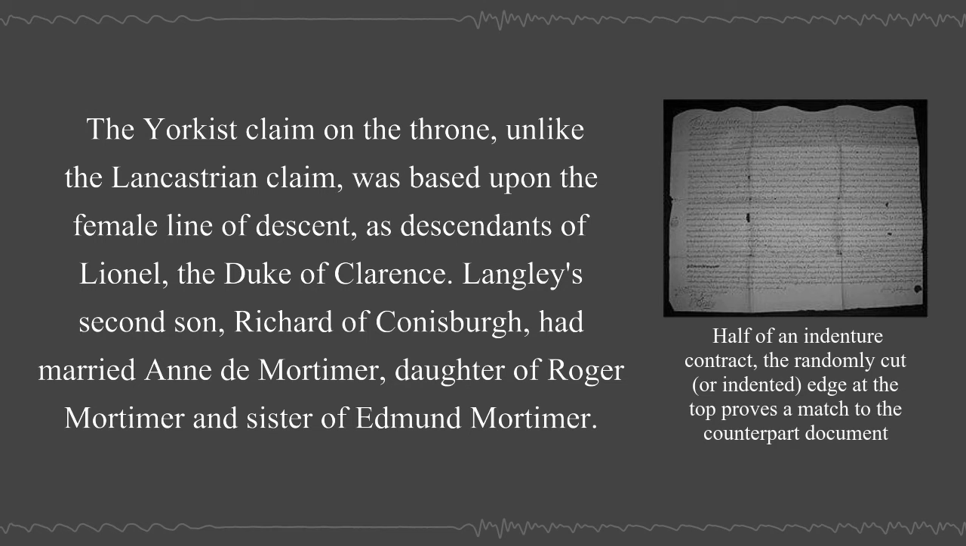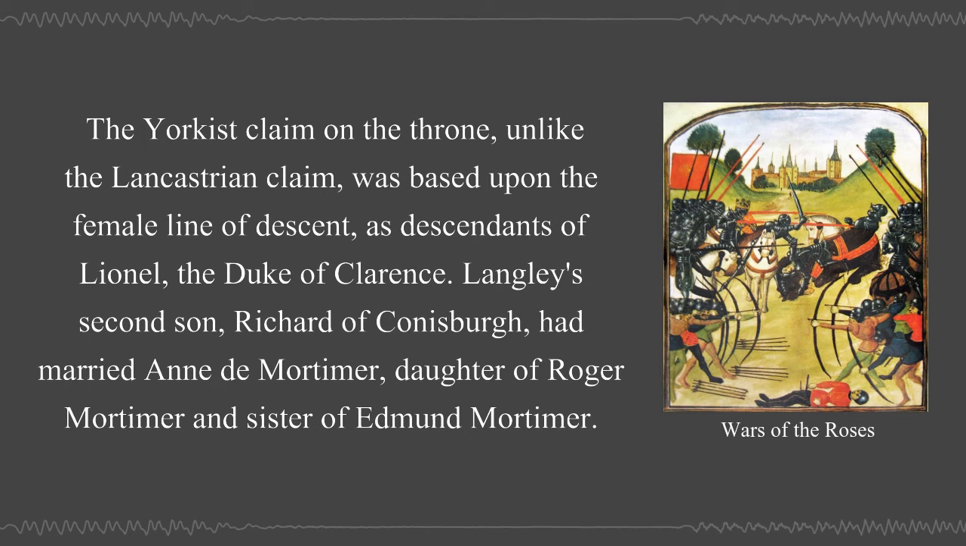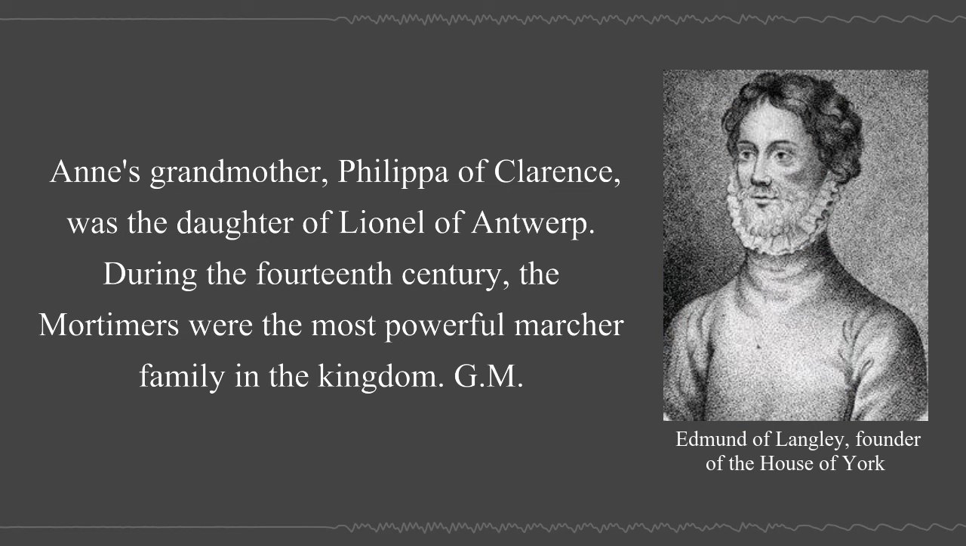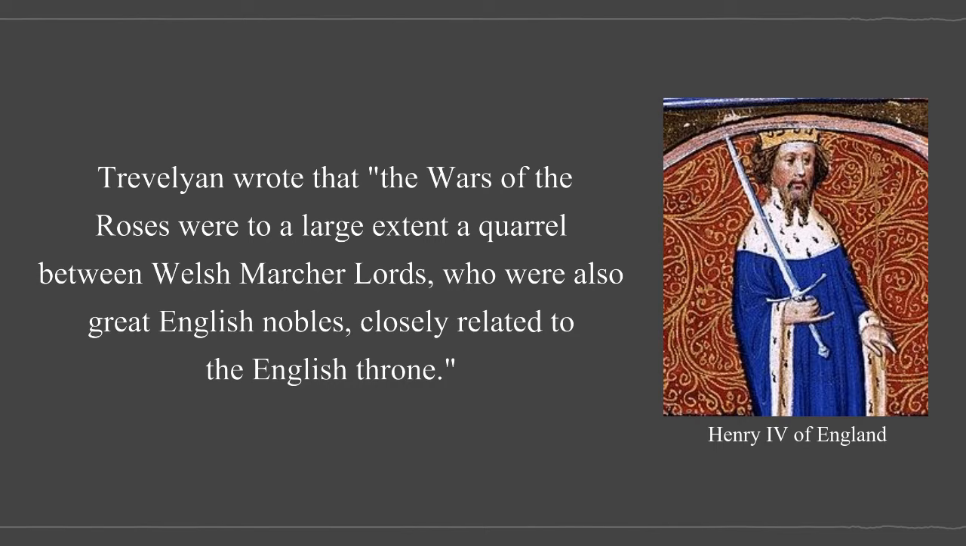Langley's second son, Richard of Conisburgh, had married Anne de Mortimer, daughter of Roger Mortimer, and sister of Edmund Mortimer. Anne's grandmother, Philippa of Clarence, was the daughter of Lionel of Antwerp. During the 14th century, the Mortimers were the most powerful marcher family in the kingdom. Trevelyan wrote that the Wars of the Roses were to a large extent a quarrel between Welsh marcher lords, who were also great English nobles, closely related to the English throne.